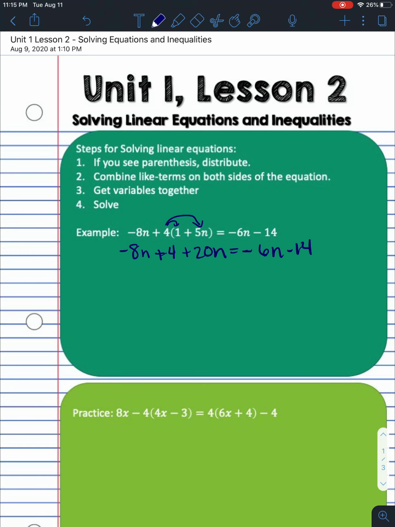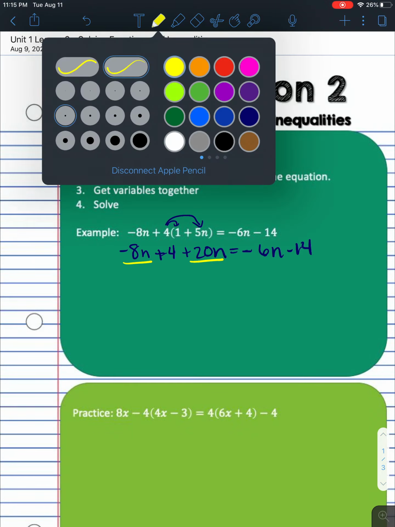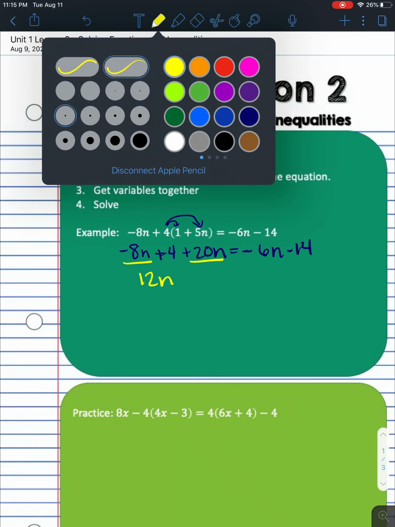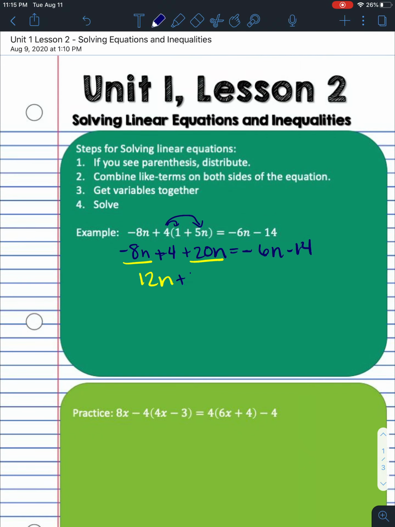Now I'm going to combine my like terms. So what like terms do I have here? I have this n and I have this n. I'm just looking at this side of the equal sign first, the left-hand side. Okay, so let's combine those two things. Negative 8n plus 20n is going to give me 12n. And then I still have plus 4 equals negative 6n minus 14.